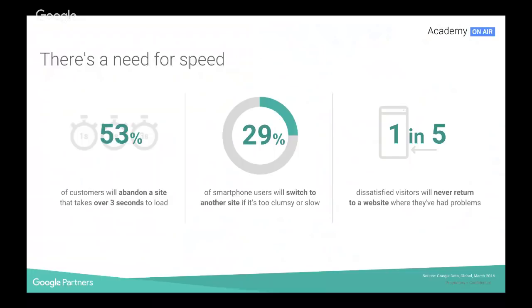29% of smartphone users say that they'll switch to another site if the one they are on is too clumsy or slow, doesn't load that well, or doesn't render that well on a smartphone. And 1 in 5 dissatisfied visitors suggest that they will never return to a website where they have previously faced problems. Even to yourself, I would like you to introspect and think about when was the last time you actually revisited a website when they delivered a poor experience to you to begin with. So first impressions are extremely important as well.